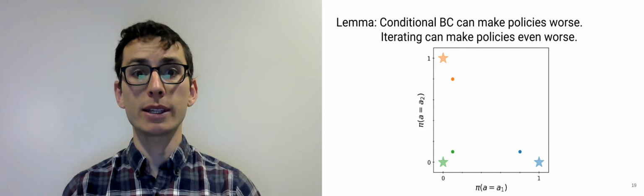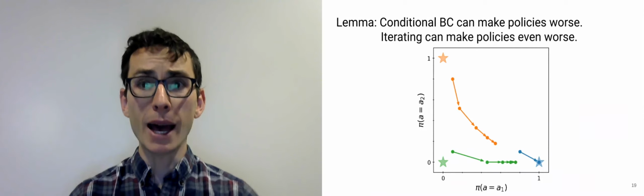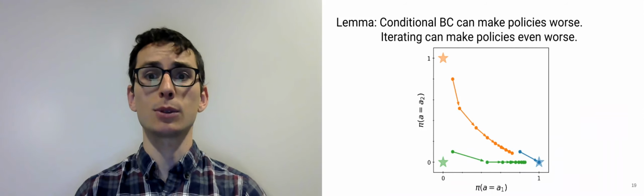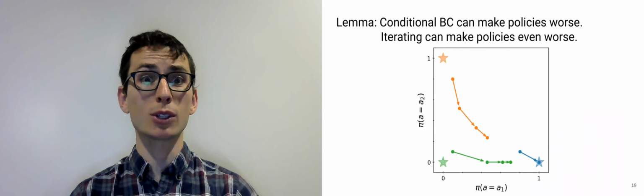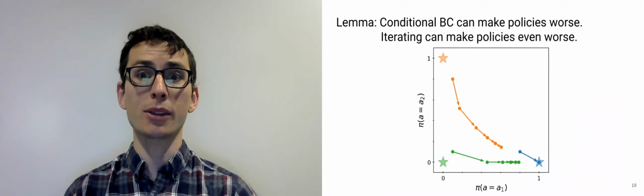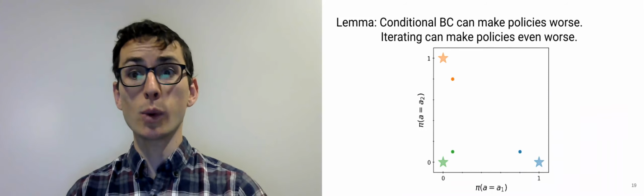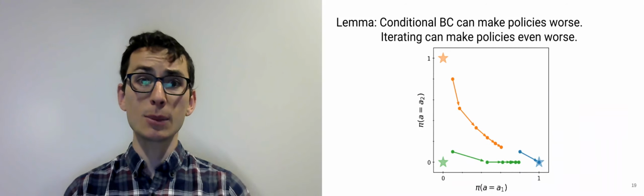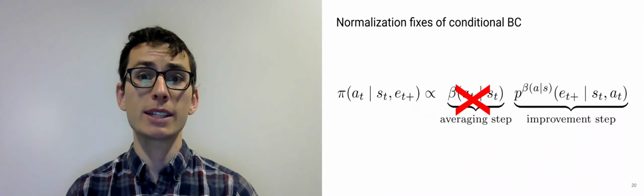Now, what happens when we iterate this procedure? We learn the optimal policy for the blue task, but very bad policies for the orange and the green tasks. And these tasks are easier than the blue task. This example shows 2 things. One, it shows that conditional behavioral cloning can actually make a policy worse rather than better. And second, iterating can make the policy worse and worse. And this is potentially surprising because prior work suggested that iterating sometimes makes things better. Now, the underlying issue here is the averaging step.